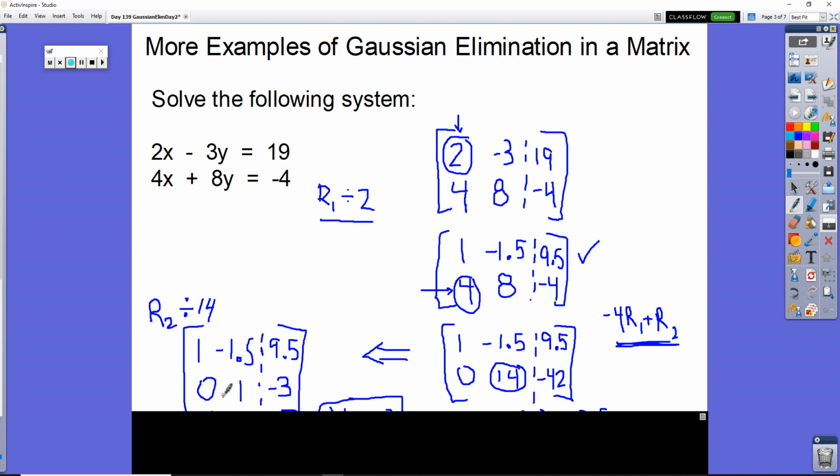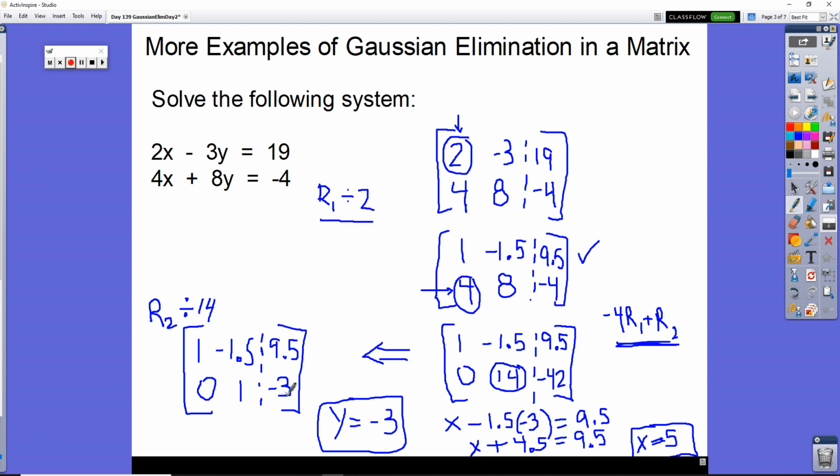When I divide the entire bottom row by 14, I'm going to get 0, 1, -3. And I am now in row echelon form because I have my diagonal of 1s and my triangle of zeros underneath it. This bottom row is actually telling me the answer for y is -3. And by putting the letters back into the row above it, I can figure out that the answer for x must have been 5.